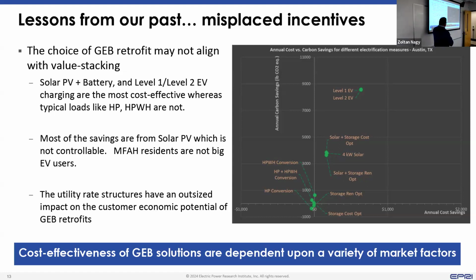Now, there are incentives for all of these things. There's incentives for battery, there's incentives for solar, there's incentives for heat pumps. The only real incentive that works here is for EVs. So here's an example where your incentives are misplaced. So when you have these misplaced incentives, you have a challenge. So we need to figure out how to get this situation right.